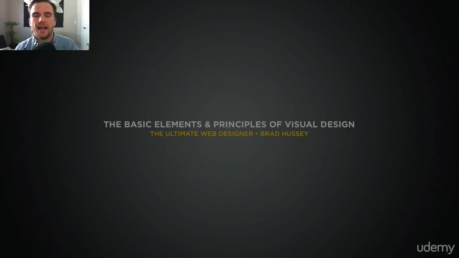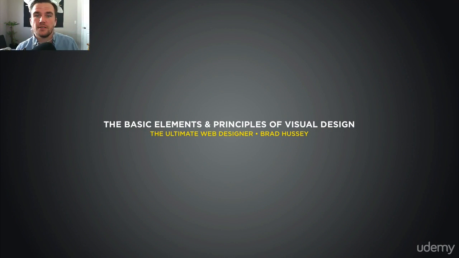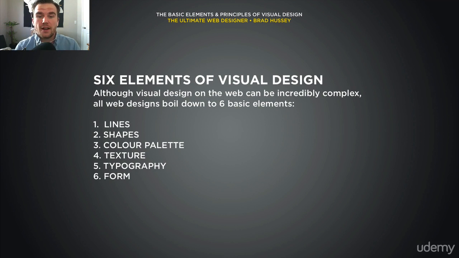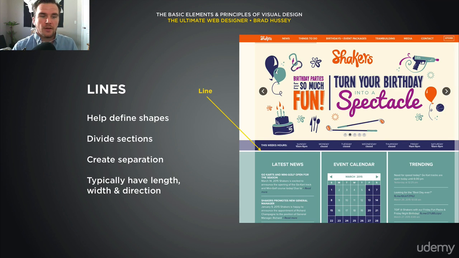All right, here we are with the basic elements and principles of visual design. Although visual design on the web can be incredibly complex, all web designs boil down to 6 basic elements: lines, shapes, color palette, texture, typography, and form.